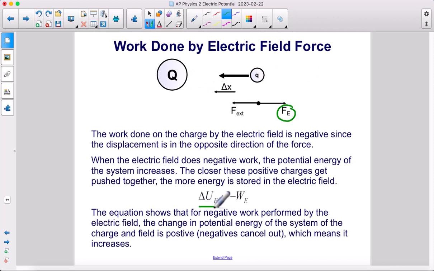So, the change in potential energy for this charge here, or for this system of charges here, is going to be equal to the negative work done by the electric field, which is equal to the positive amount of work done by the external force. The equation shows that for negative work performed by the electric field, the change in potential energy of the system, of the charge and the field, is positive, which means it is increasing. This is similar to when you have the Earth and a basketball, and you lift the basketball up away from Earth in the direction it does not want to go, the potential energy of the basketball has increased.